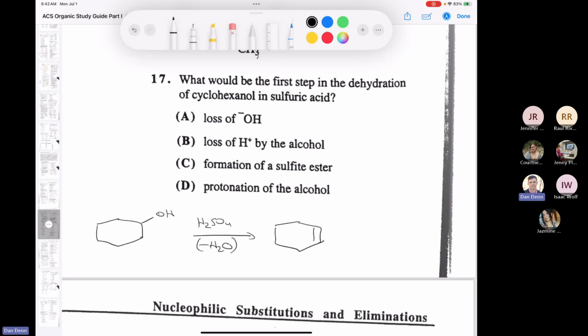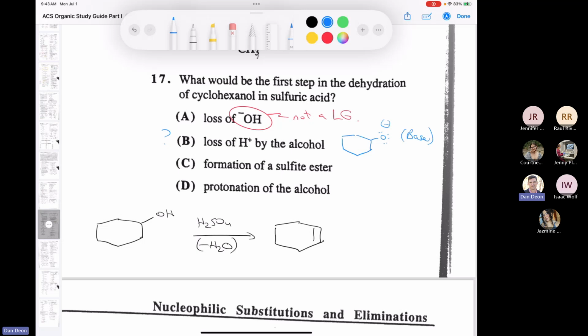Is hydroxide a good leaving group? I would say no. It's not a leaving group. And loss of a proton by the alcohol, I mean, why would that happen? You'd have to have a base to do that. So a base would remove a proton. So that's definitely not it.